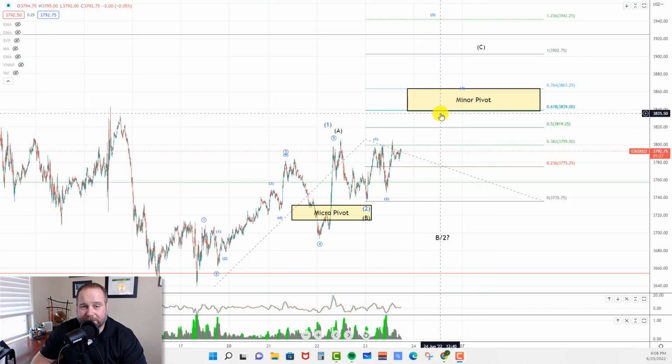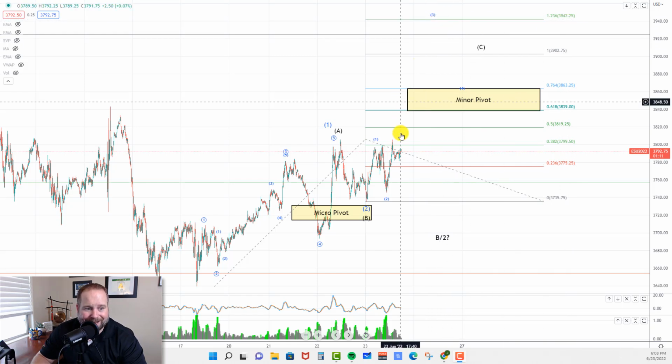For the wave 3 count, which would be the bullish count, you would expect it to hit the 1.2, 3.6. Now, a wave 3 of 3 can hit the 1.0, just like a wave C, but more often than not, it hits at least the 1.236 up here around 39.42. So the first thing we would look for is, how high does this breakout go if it does break out?